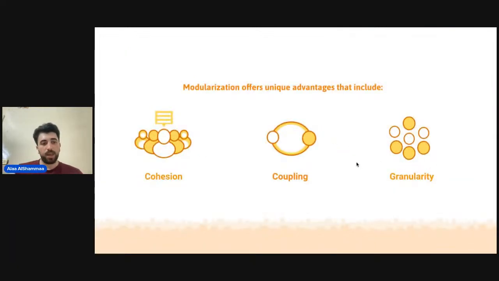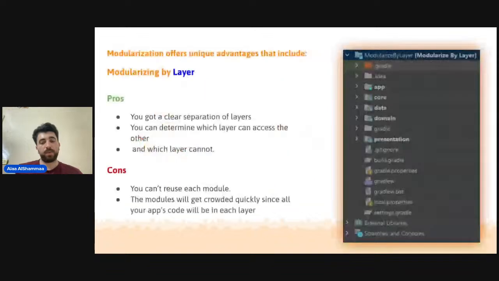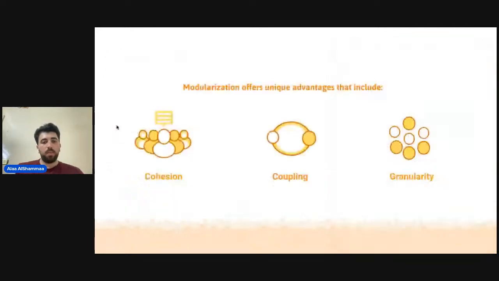So here we can see that this approach is very cohesive. In this approach, the data layer, domain layer, and presentation layer each act as a system on its own. So here we have cohesion, check. But let's look at the second property, which is coupling.